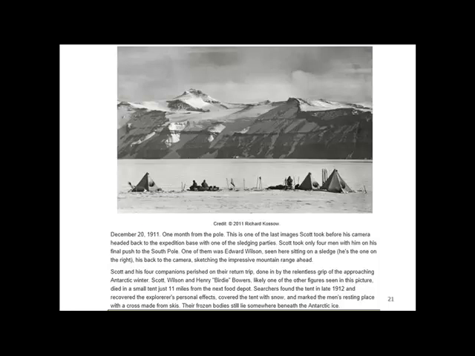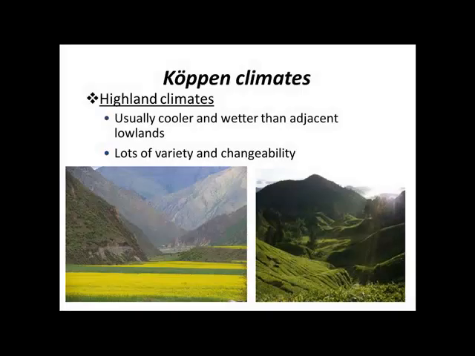Scott, Wilson, and Henry Bertie Bowers, likely one of the figures seen in this picture, died in a small tent just 11 miles from the next food depot. Searchers found the tent in late 1912 and discovered the explorers' personal effects, covered the tent with snow, and marked the men's resting place with a cross made from skis. Their frozen bodies still lie somewhere beneath the Antarctic ice. So that's just a little sidetrack of what people will do to make a discovery.